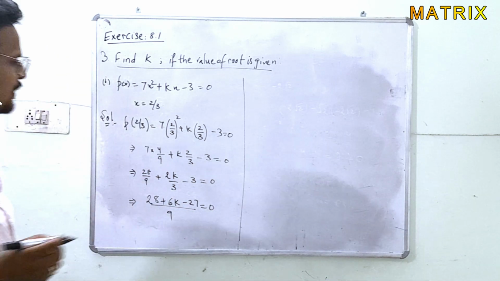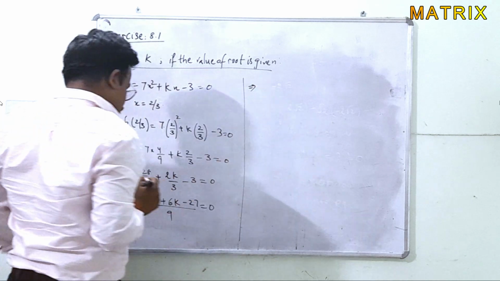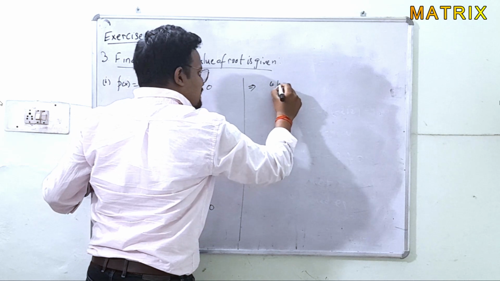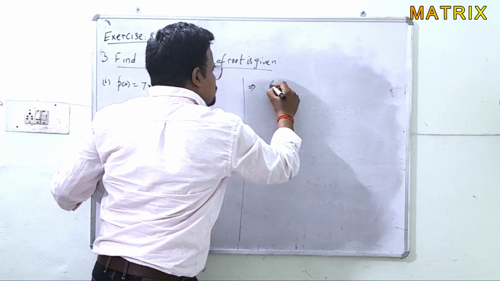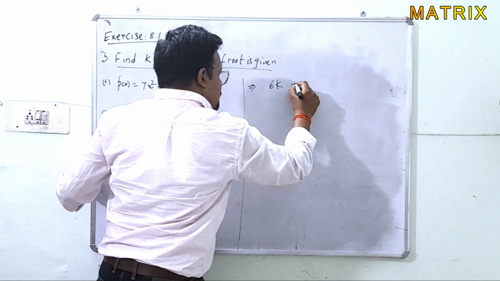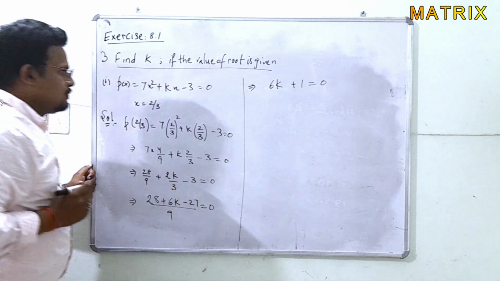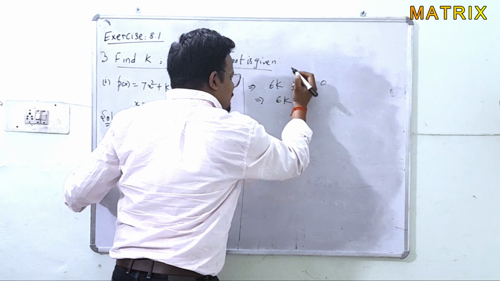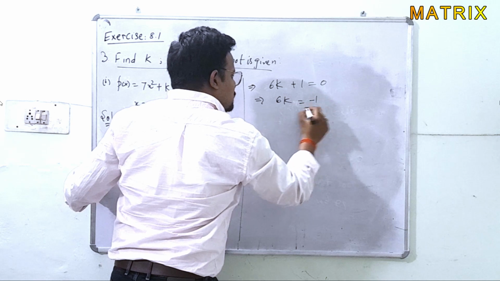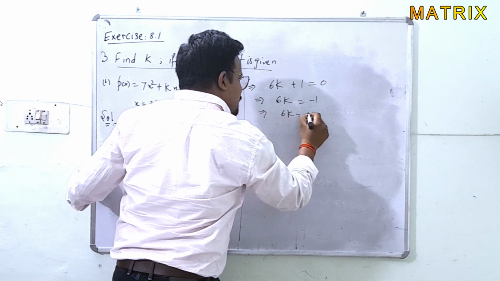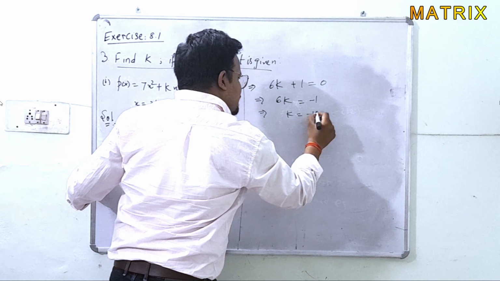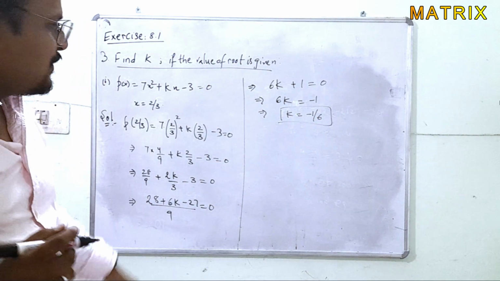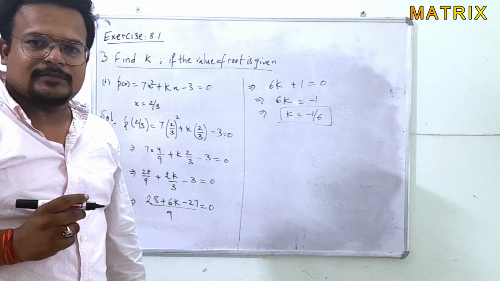By cross multiplication, what we will get is 28 minus 27 will be 1, and this is 6k plus 1 equal to 0. Now by solving this, 6k plus 1 equal to 0, so it will be minus 1, and this will be 6k is equal to minus 1, or k is equal to minus 1 by 6. So this is the value of the k. Clear? So when I solve this, we will get the value of the k like this.